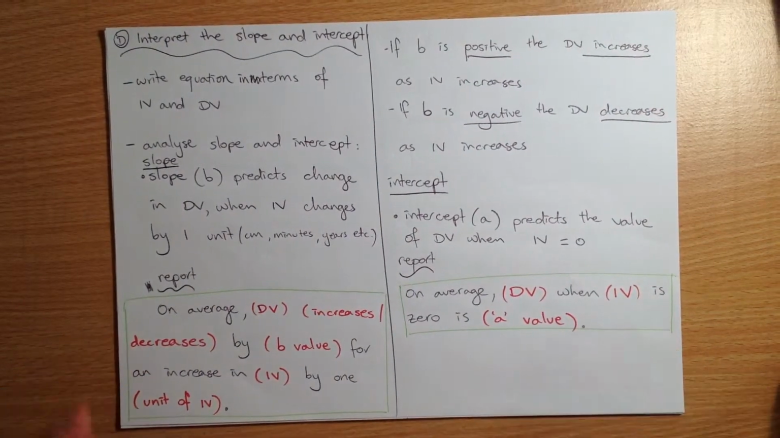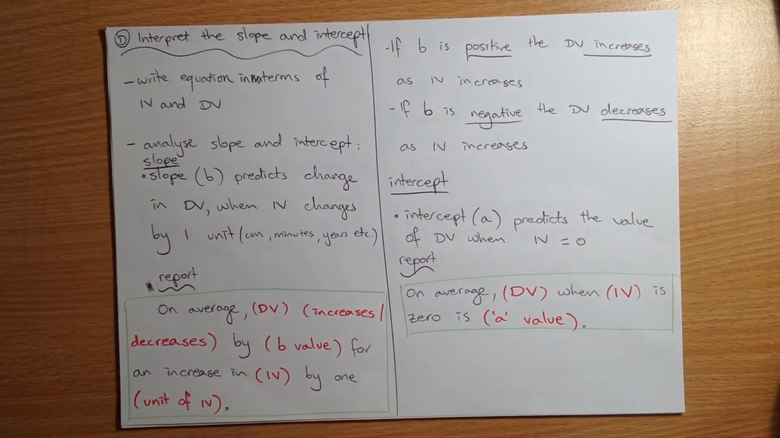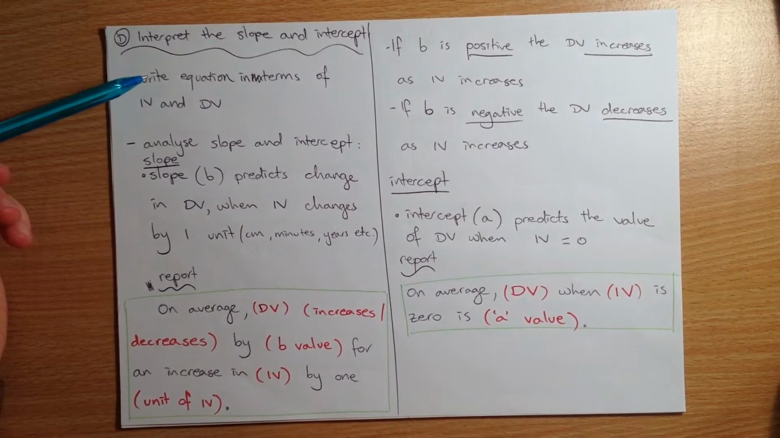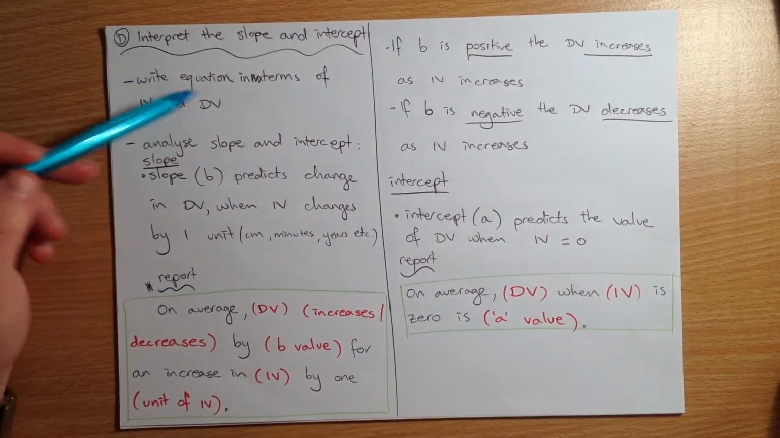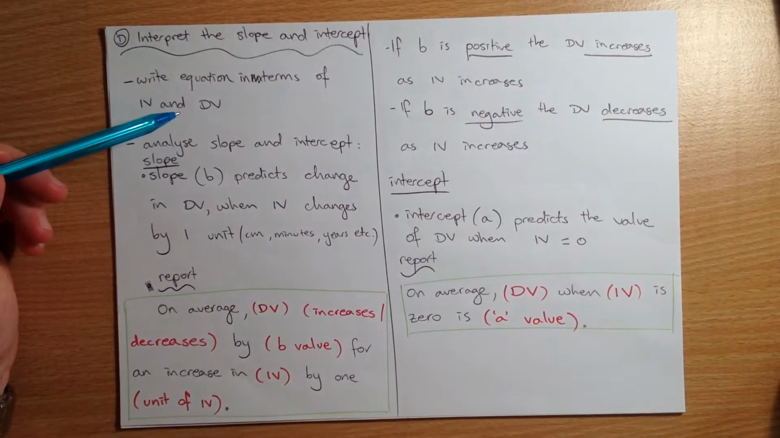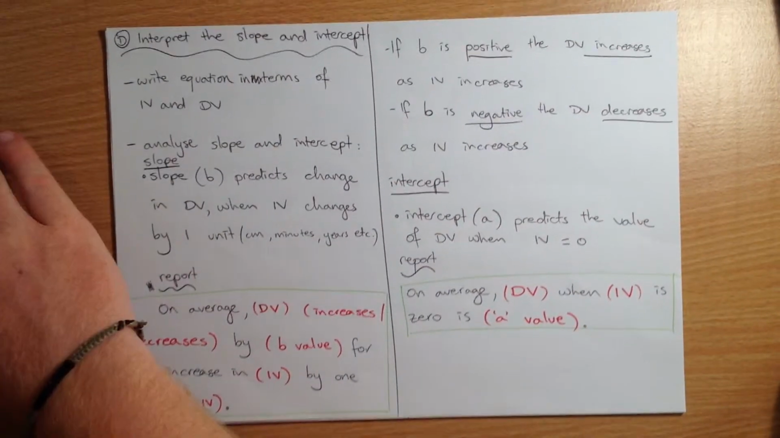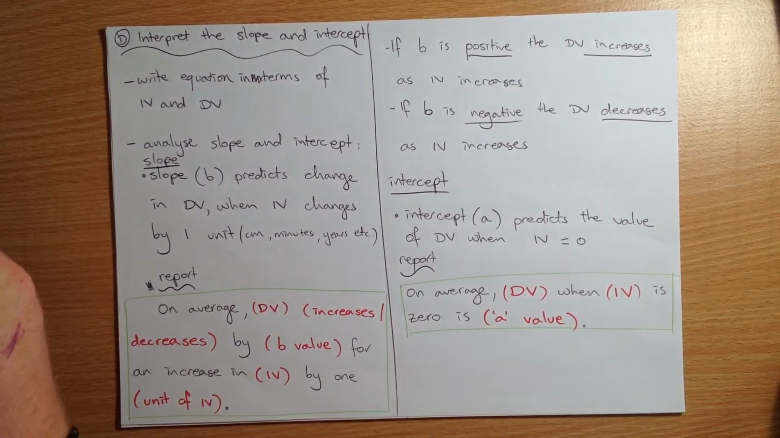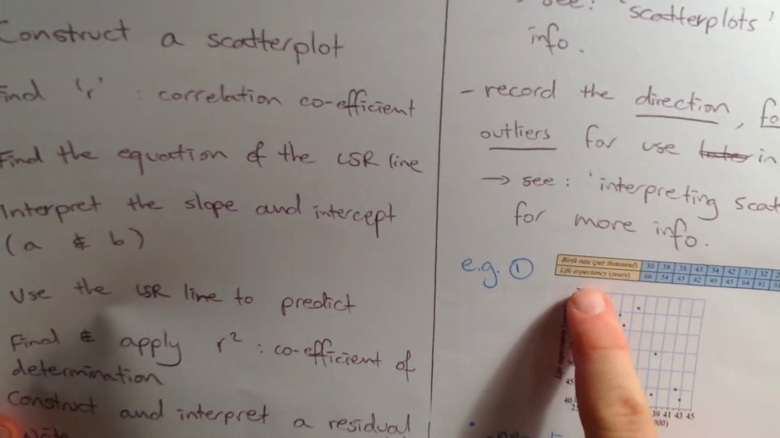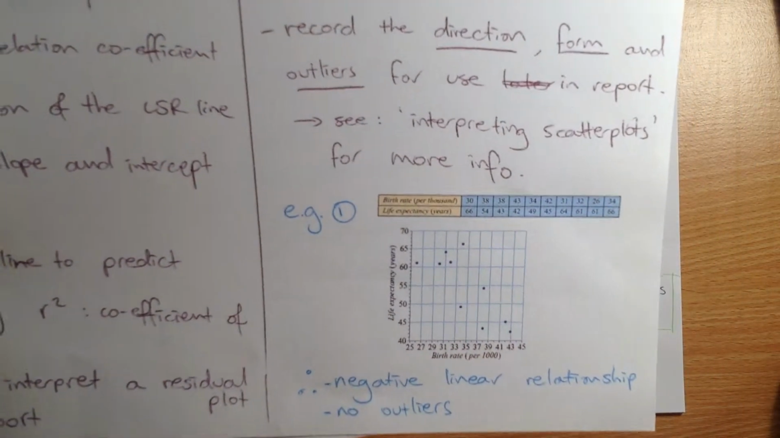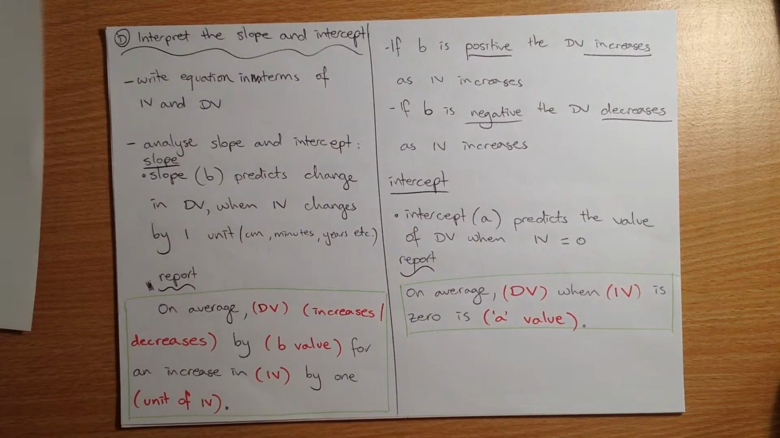So D, interpret the slope and the intercept. Let's look at what exactly the slope and the intercept mean. Number one, we'll have to write our equation in terms of the actual variables, not just our y and our x. We're actually going to put in what our variables are. In our particular example, we're looking at the data for birth rate per 1,000 people and life expectancy in years. So those are the two variables we're using for our IV and DV in this example.